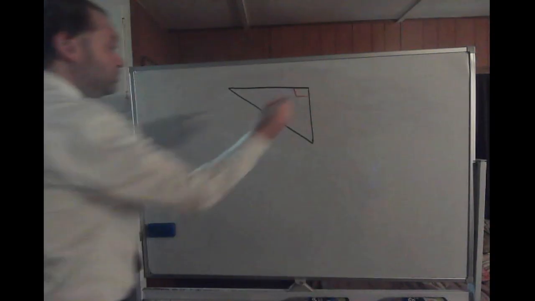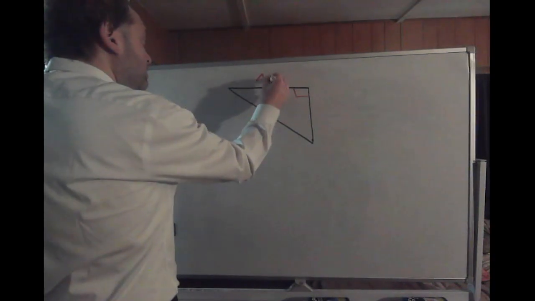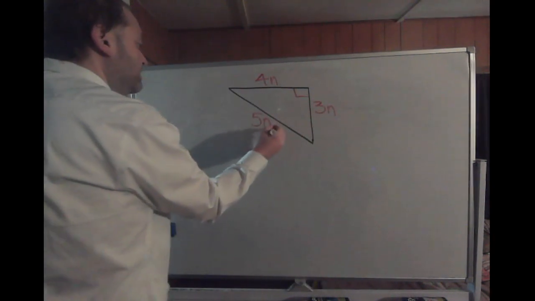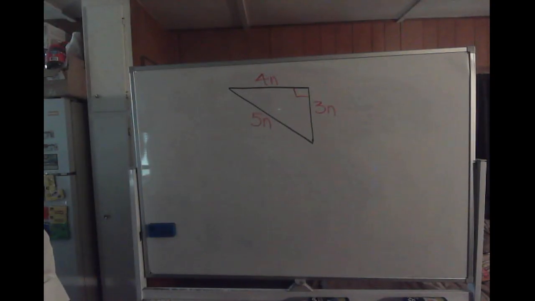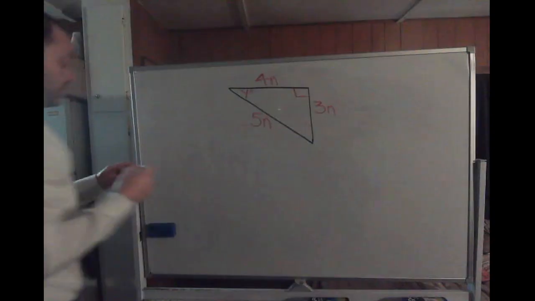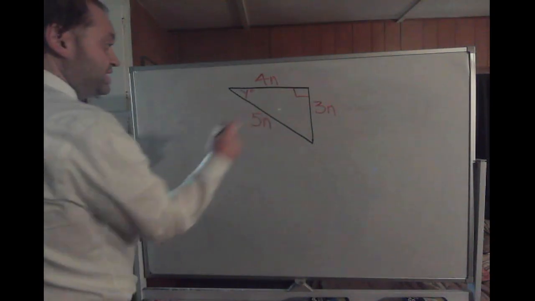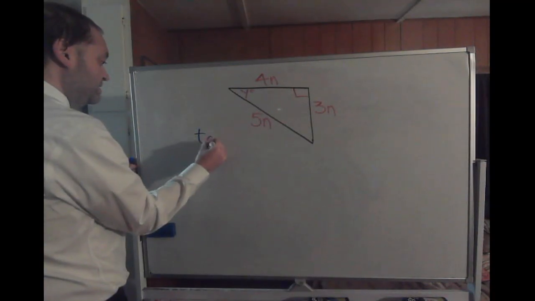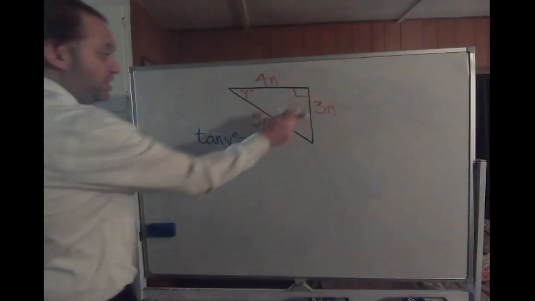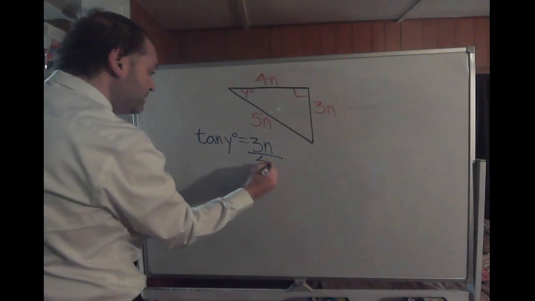Here's your right angle. 4n, 3n, and then the hypotenuse has a length of 5n. And then which angle has the y? This one does. Okay, so again, we're going to solve for angle y. So go ahead and set up your tangent ratio. So the tangent of y degrees equals your opposite leg of 3n over the adjacent leg of 4n.